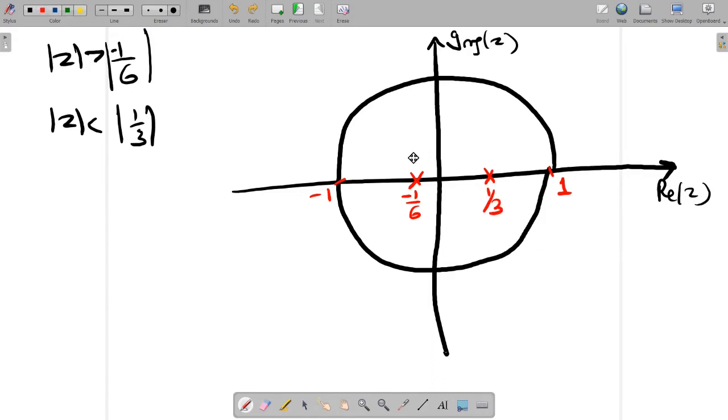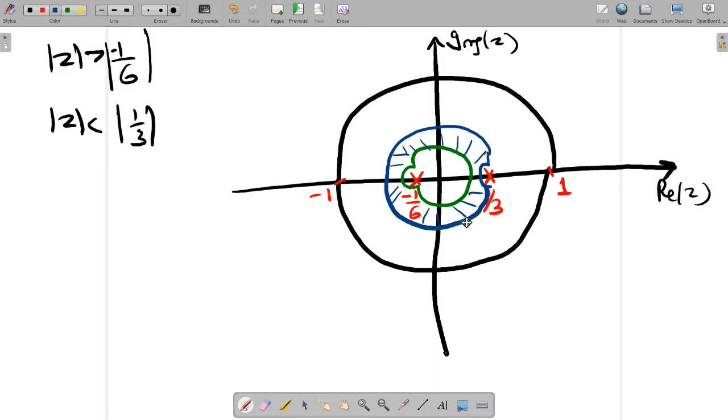Mod z is more than 1 by 6, so how is it going to be like? Something like this maybe. And mod z is less than 1 by 3 means something like this. So mod z more than 1 by 6 means this region entirely, and mod z less than 1 by 3 means this region entirely. So what is the combination of both? The combination of both is just the intersection over here.